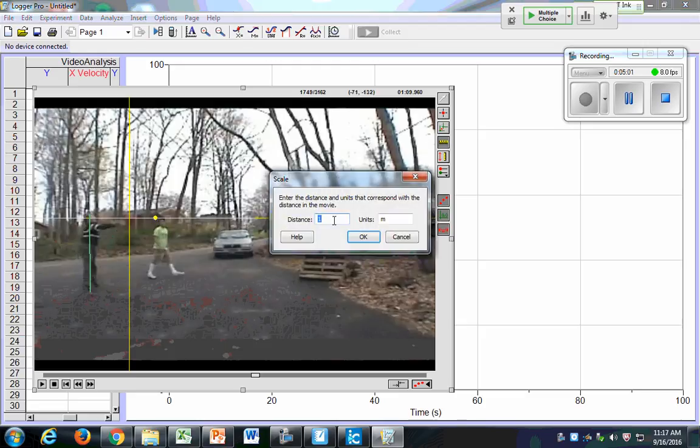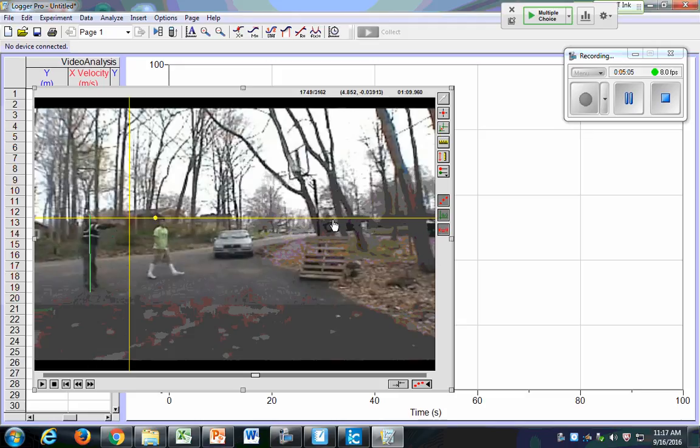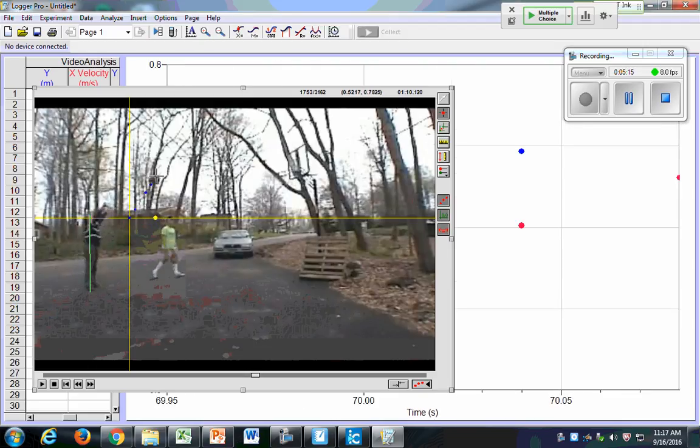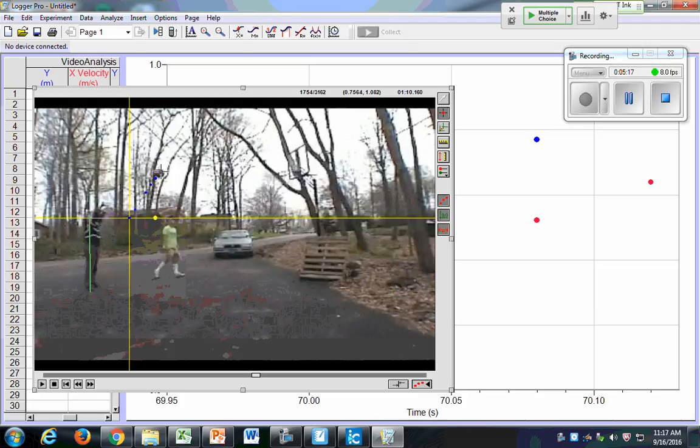He's a little under 2 meters, maybe he's 1.8 meters tall. Yeah, he's almost 6 foot tall. And then I'm going to go in, I'm going to pick out the ball. It's sort of hard to see right here, but the ball is right there. And then every time it advances 1 frame, I'll click on the ball.